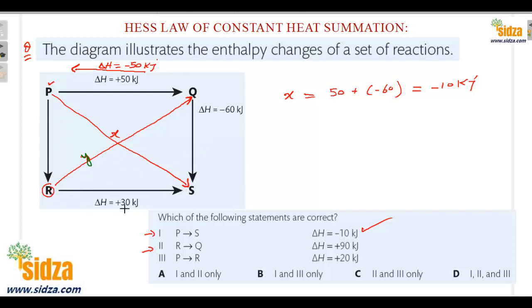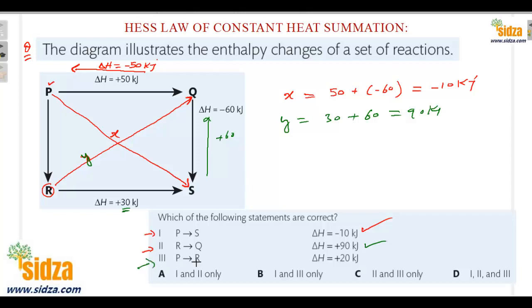Now let's go from R to S. The heat changes 30 kilojoules, and from Q to S it is negative 60, so from S to Q it will be plus 60, right? Now according to Hess's law, Y is equal to 30 here, plus S to Q is 60, which is 90 kilojoules. So that means the second one is also correct.